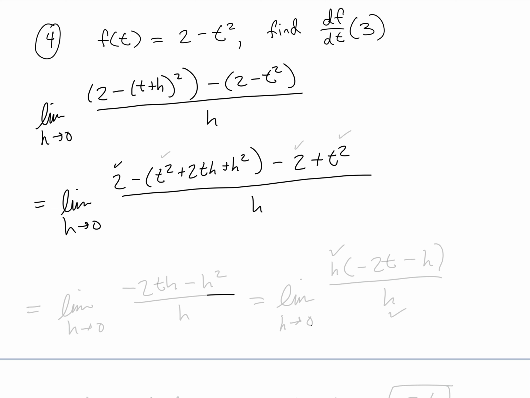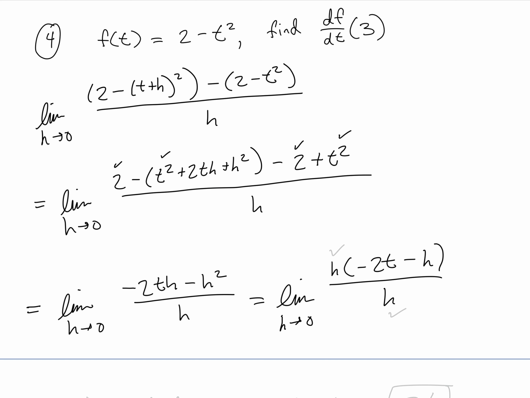And now my 2's cancel. I've got a negative t squared plus a t squared, and so this simplifies to the limit as h goes to 0 of, what have I got left? There's a negative out front of those first terms, so negative 2th minus h squared is all that remains in the numerator, divided by h. I can now factor an h out of the numerator, so limit as h goes to 0 of h times (negative 2t minus h) divided by h.